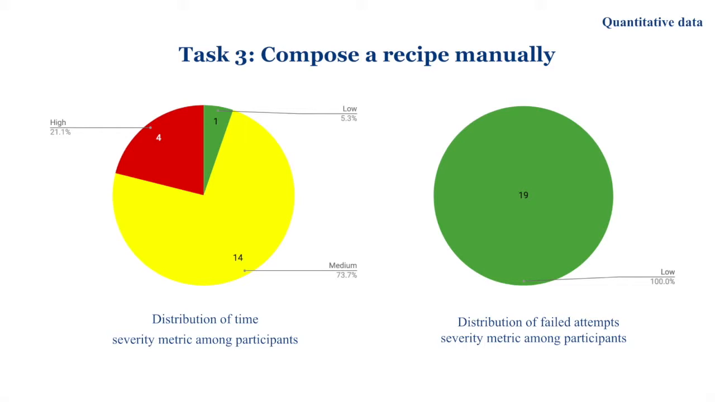Now to task 3. In this task, participants are required to create a recipe manually. According to the time severity metric on the left, only 1 out of 90 participants finished this task very quickly, which reflects low efficiency. And all 90 participants finished this task with less than 5 failed attempts, which shows good learnability and safety.